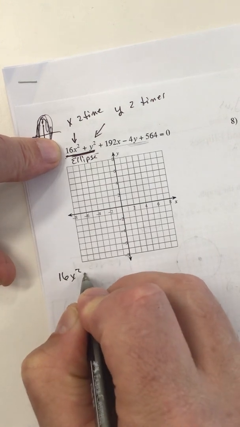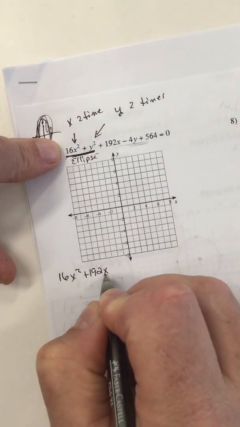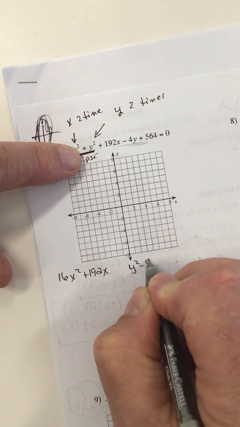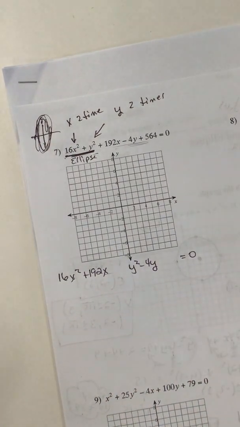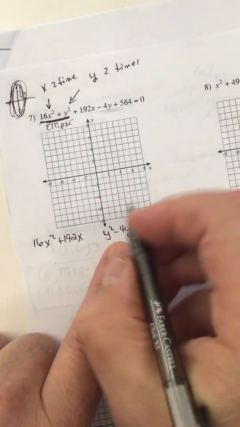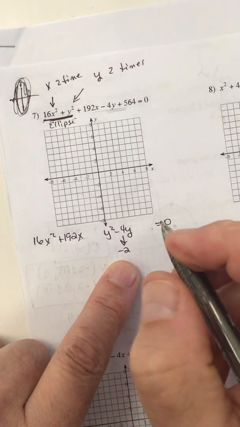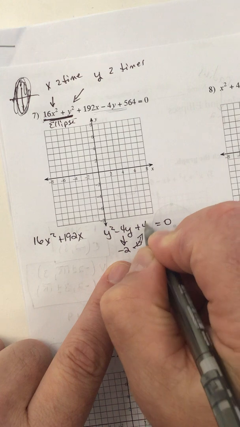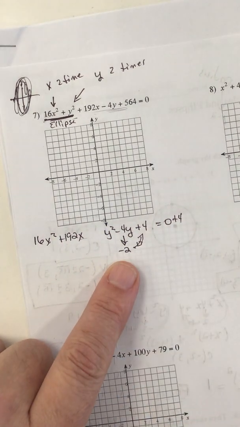16x squared plus 192x. Put the x's together, leave a space. Then y squared minus 4y, leave a space, equals 0. Okay, I'm going to complete this square first because it's easier. Okay, half of -4 is -2. Square that in. -2 times -2 is plus 4. So if I add 4 on this side, I have to add 4 on this side.